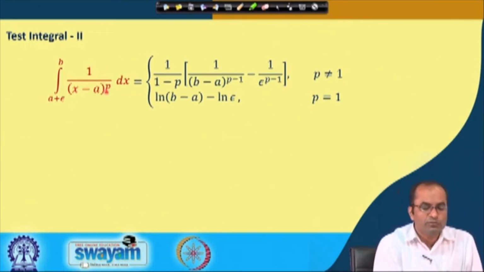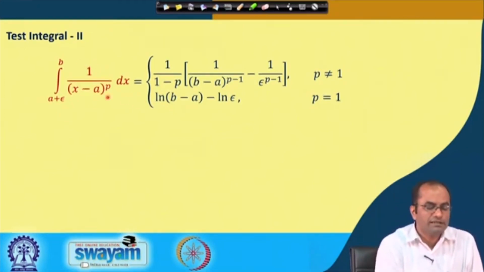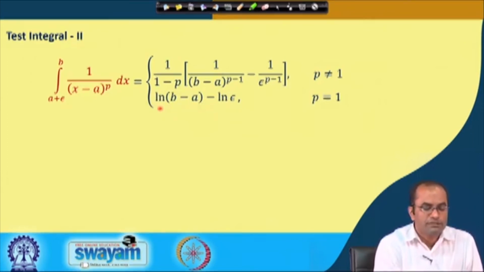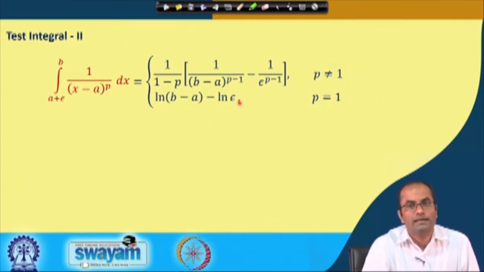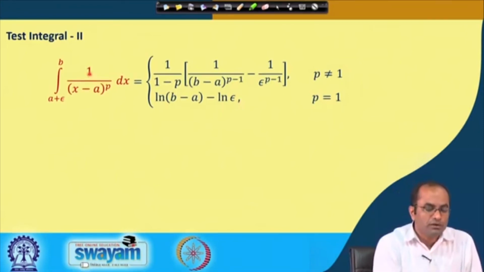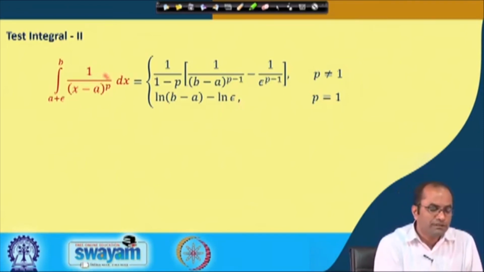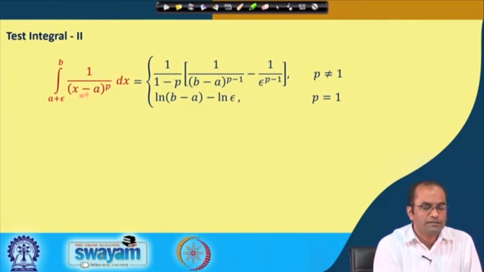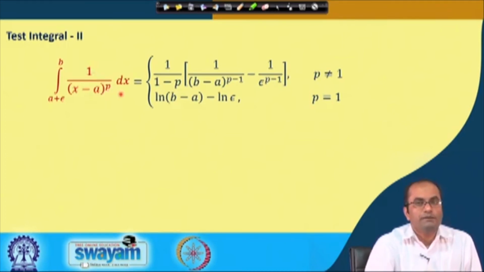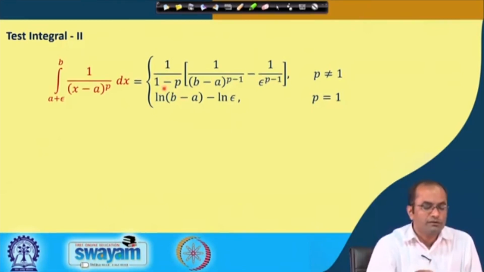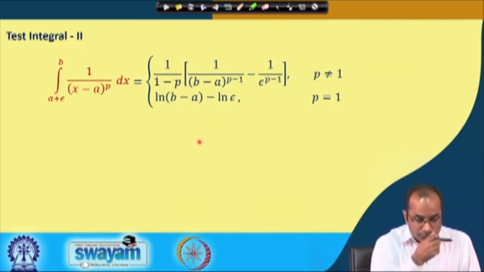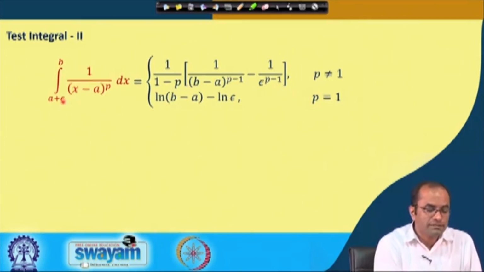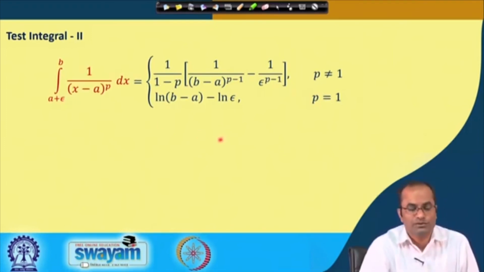When p is equal to 1, we will have this ln (x minus a), which will give us ln (b minus a) minus ln epsilon. And when p is not equal to 1, then we will integrate this, and it will be 1 over (x minus a) power p minus 1, which will result in this expression here with 1 over 1 minus p. Now, we will again discuss what will happen when epsilon goes to 0.